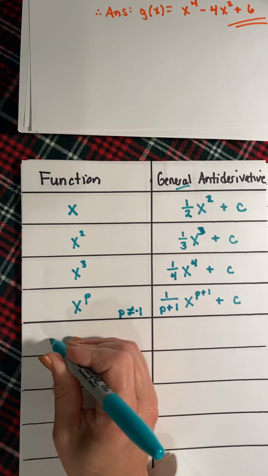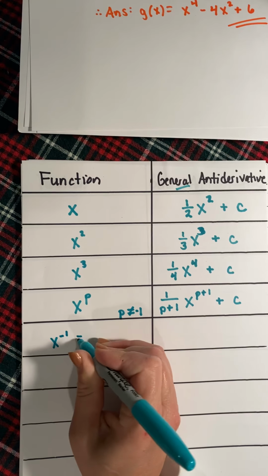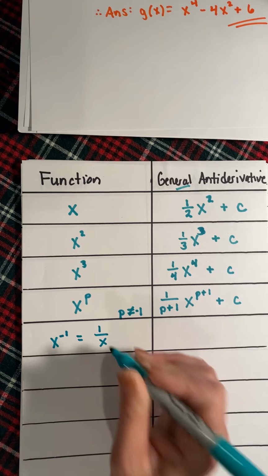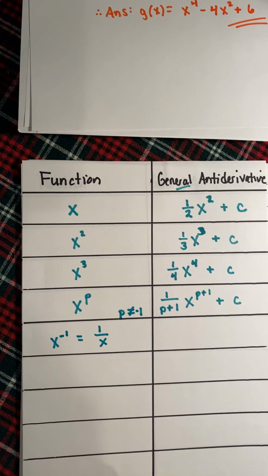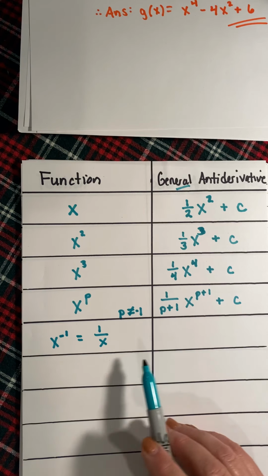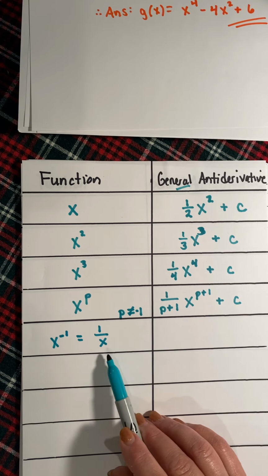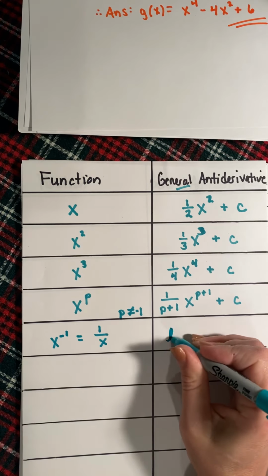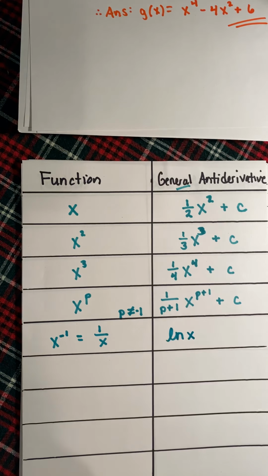So what happens if p was 1? Well, this is 1 over x. What function has derivative 1 over x? Well, this is one of those things that you just have to remember. I think I gave you a sheet of derivatives. If not, I'm going to include it with this lecture, I'll give you a sheet of antiderivatives. But the function whose derivative is 1 over x is the natural log function.